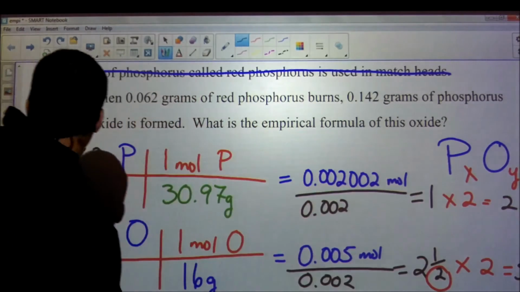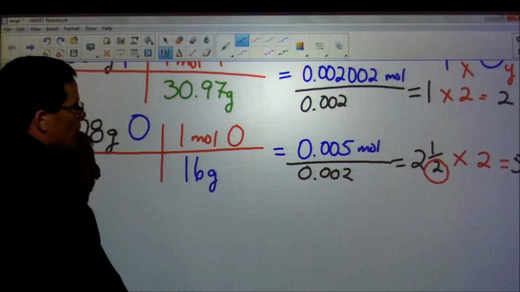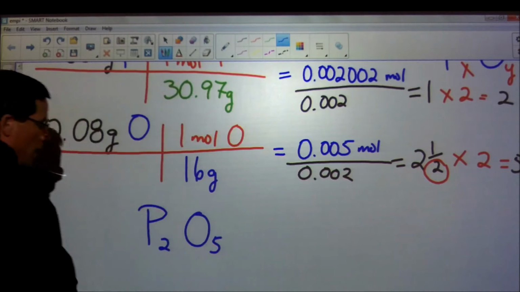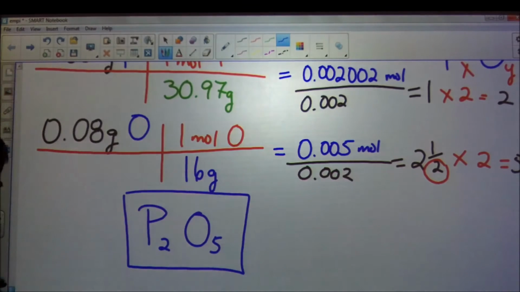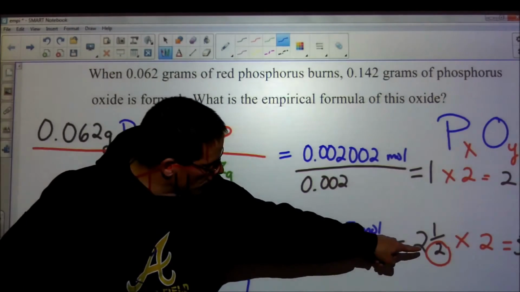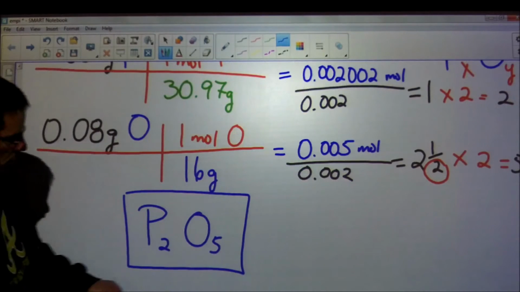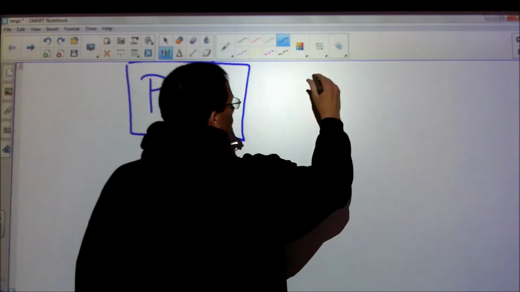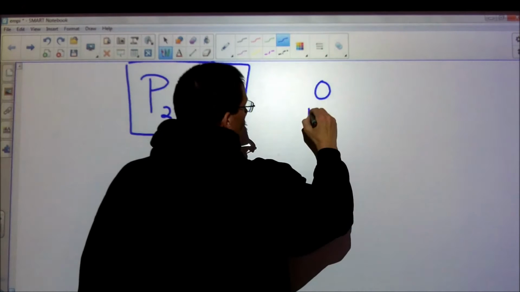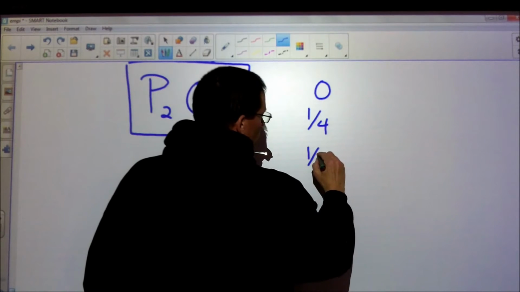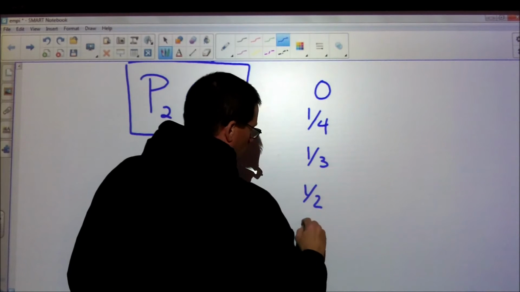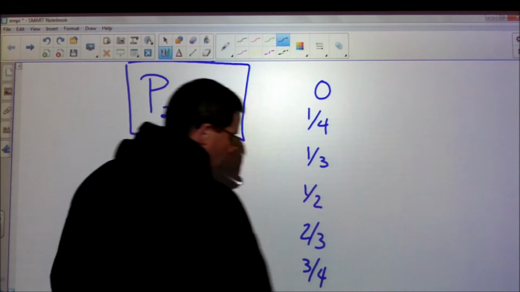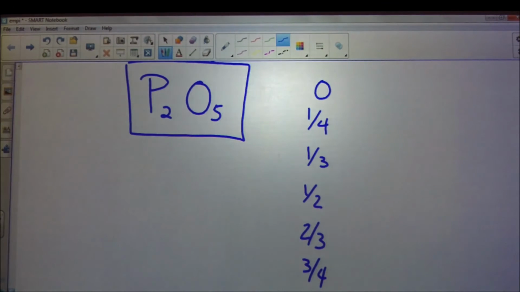So when looking at our empirical formula, we have P2O5. And that only happens because of our fraction here. Don't forget, the benchmarks we should be honing in on for the decimals are very close to 0, very close to 1/4, very close to 1/3, very close to 1/2, very close to 2/3, very close to 3/4, and then 1. Those are the fractional amounts that we're looking for.